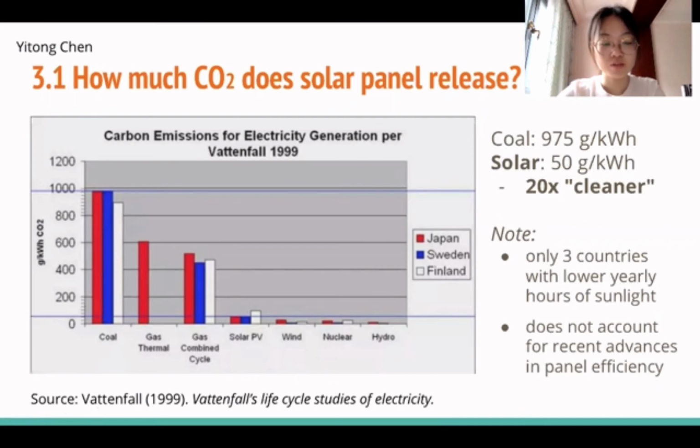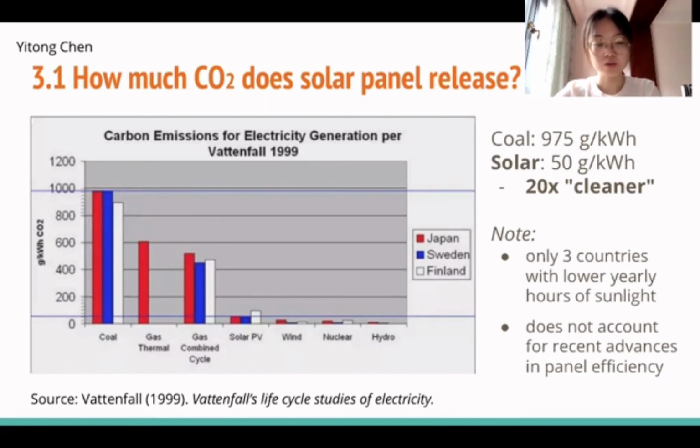The most often cited report comes from Vattenfall's life cycle studies of electricity in 1999, which shows that solar tends to produce 50 grams of carbon dioxide per kilowatt hour compared to the 975 grams of CO2 per kilowatt hour produced from coal. And solar panels are therefore at least 20 times better on the climate.